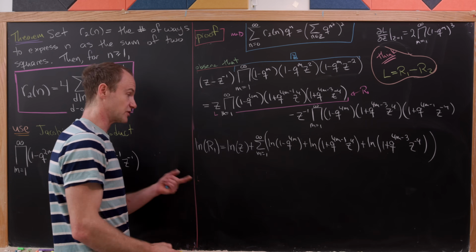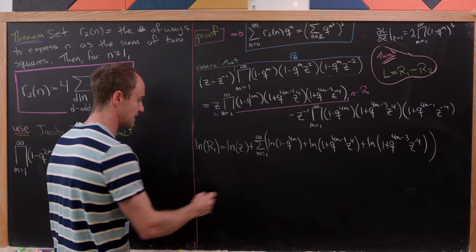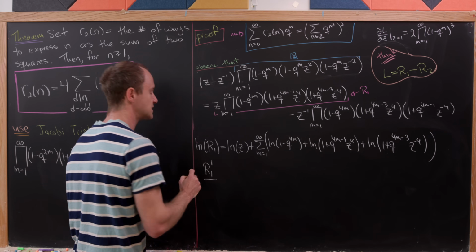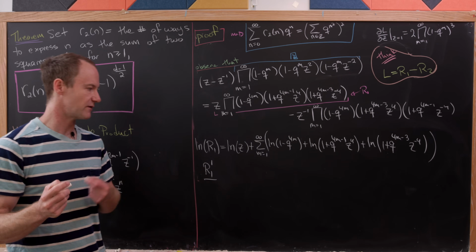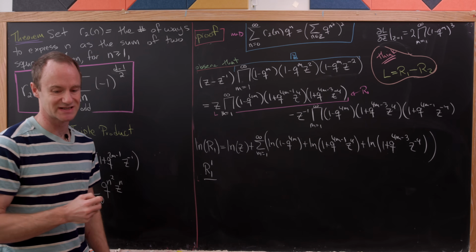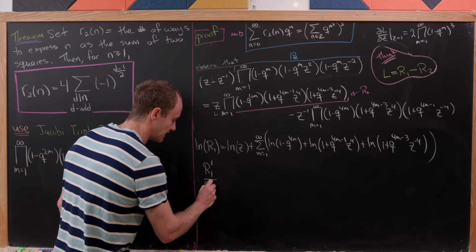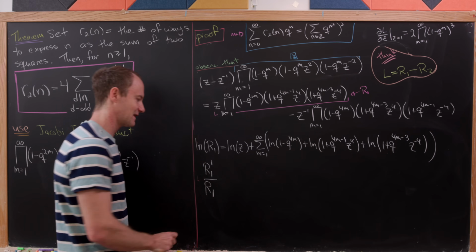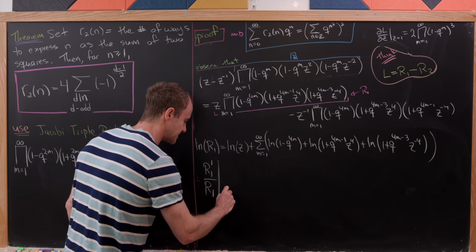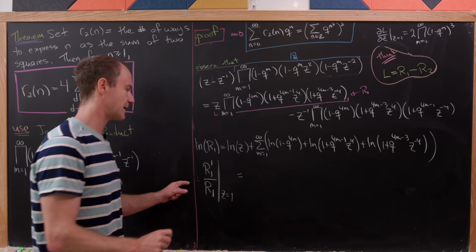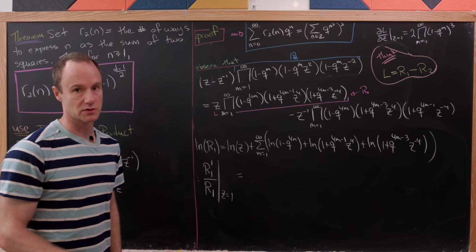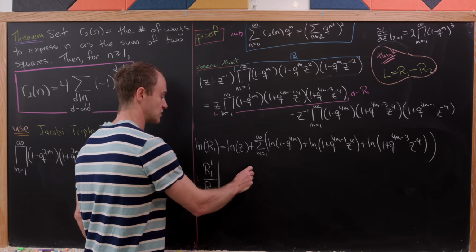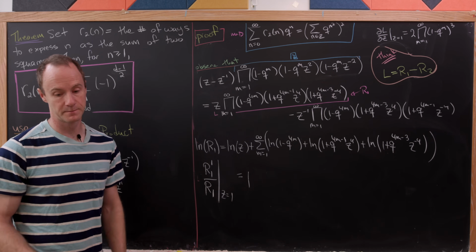But now if we take the derivative of both sides with respect to z, let's observe that in the numerator we'll have R1 prime. I'll just write R1 prime for the derivative of R1 with respect to z just to keep it simple. And then in the denominator we'll have R1. And then while we're at it, let's set z equal to 1 just to save time. Okay, so now taking the derivative of natural log with respect to z will give us 1 over z, set it equal to 1, we'll just get the number 1.